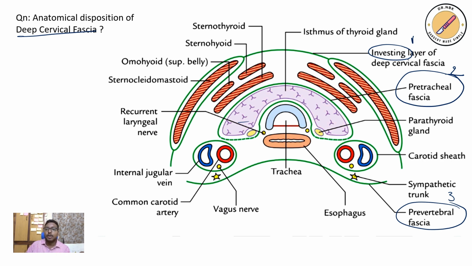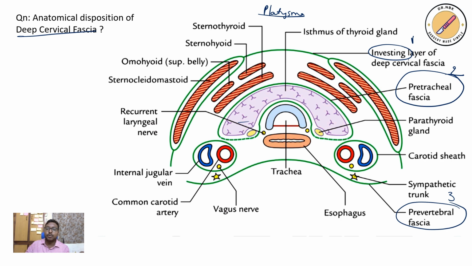Now, the investing layer of the deep cervical fascia is the most anterior. In fact, you need to understand what layers are present here from superficial to deep when we are doing the thyroidectomy. The first one is skin. Just beneath the skin, you have the subcutaneous muscle, your platysma.